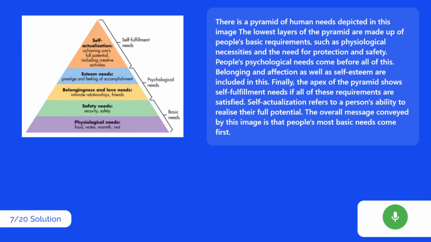Finally, the apex of the pyramid shows self-fulfillment needs, if all of these requirements are satisfied. Self-actualization refers to a person's ability to realize their full potential. The overall message conveyed by this image is that people's most basic needs come first.